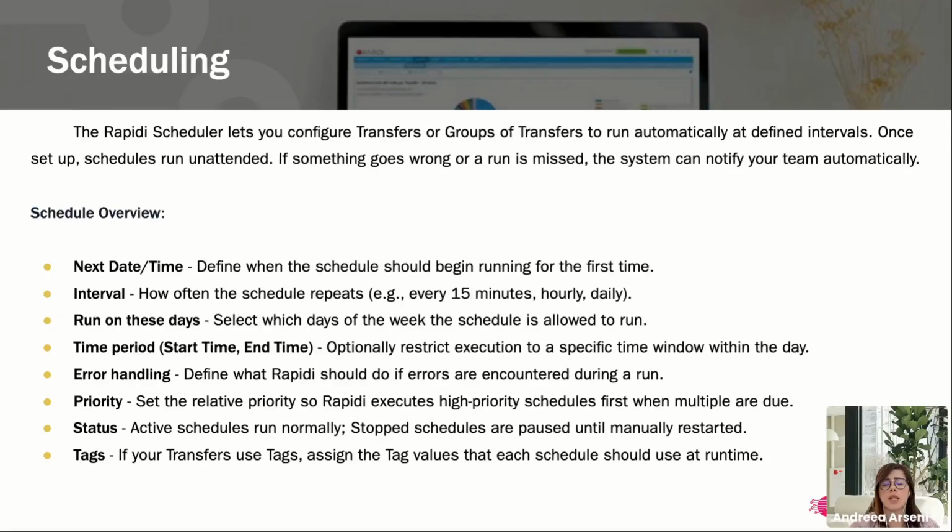Then, of course, status. You have the active schedules, which are supposed to run on a specific frequency. When the schedule is all good and running okay, you will see a green icon next to it. It means that everything is running okay. You don't need to do anything there, right?